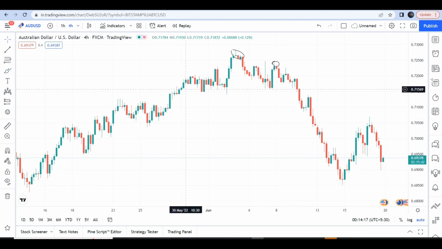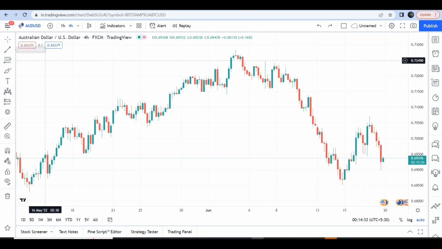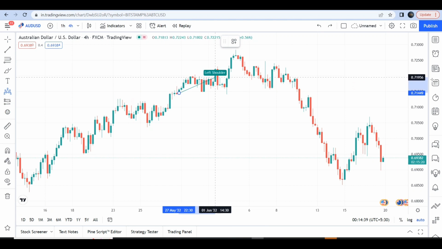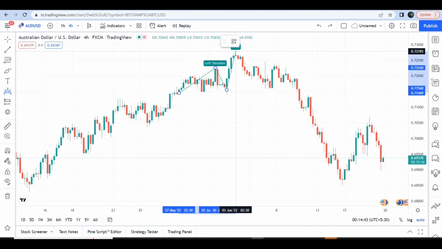So my aim is that I just want to identify a pattern, a reversal pattern. We have very many reversal patterns, like a rising wedge and a head and shoulders. We have double bottom, you know. So right here, I'm seeing a pattern that is called head and shoulders.